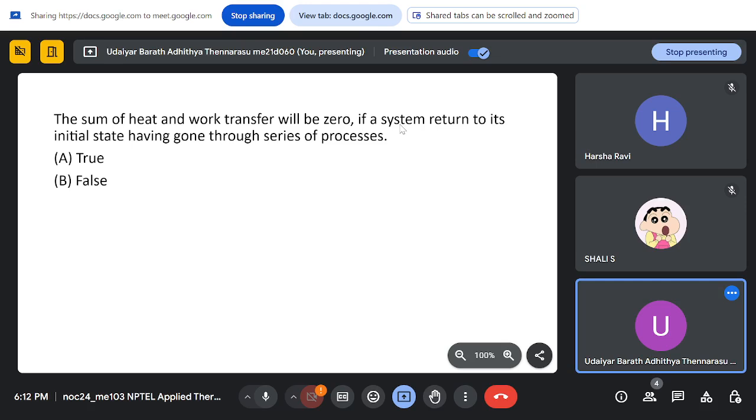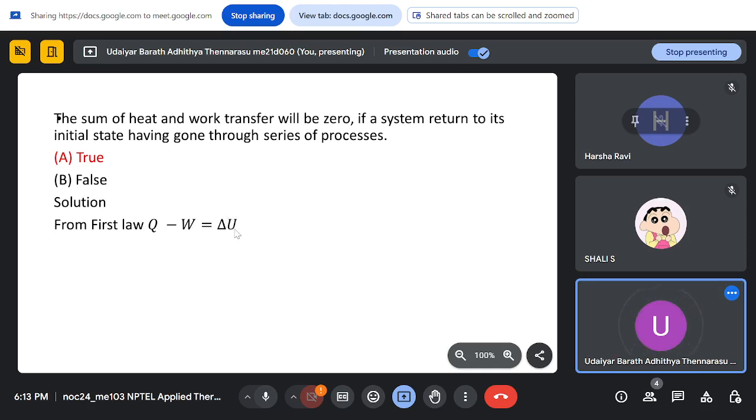So the next question is, the sum of heat and work transfer will be 0 if a system returned to its initial state having gone through a series of processes. So they are saying the sum of heat transfer and work transfer will become 0 if a system undergoes a cyclic process. Is it true or false? So the answer is true.